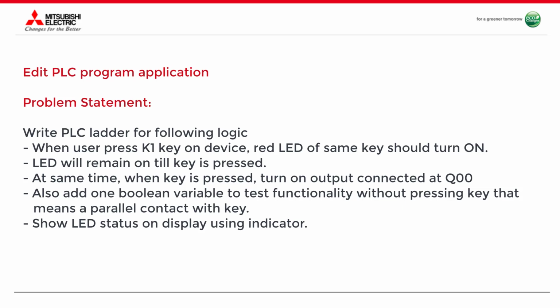At same time, when key is pressed, turn on output connected at Q00. Also add one boolean variable to test functionality without pressing key. That means a parallel contact with key. Show LED status on display using indicator.